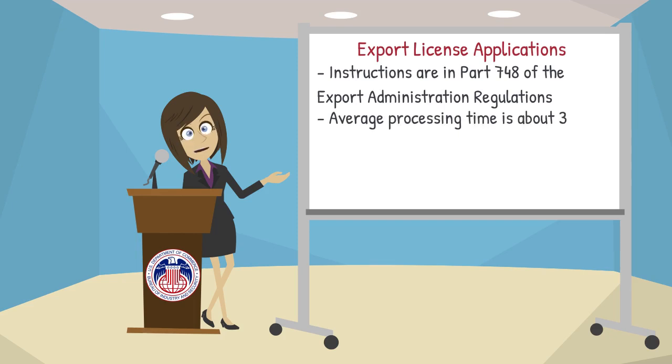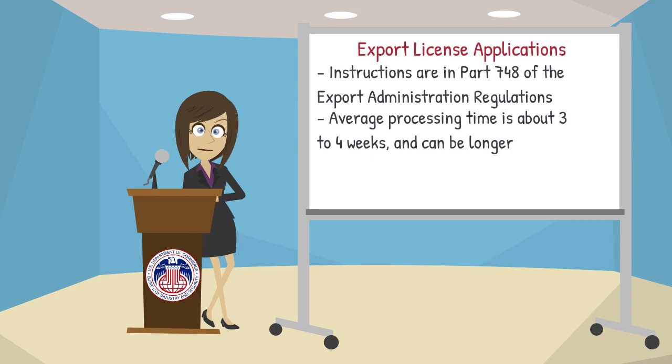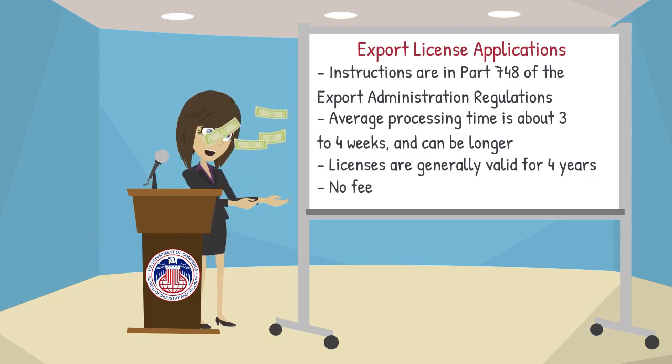The average processing time for a license is approximately 3 to 4 weeks, and it may take longer based on the details of the transaction. Licenses are valid for up to 4 years. Therefore, you may provide an estimate for the quantity and value of the items you plan to ship within the 4-year period. And there is no fee to apply for an export license.